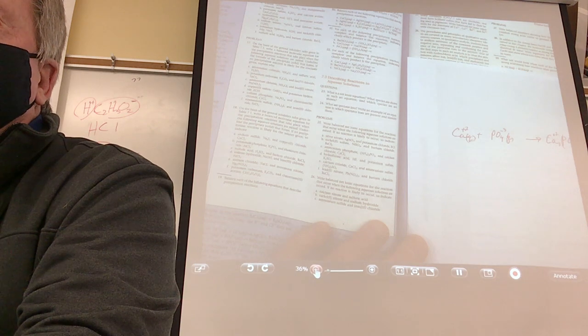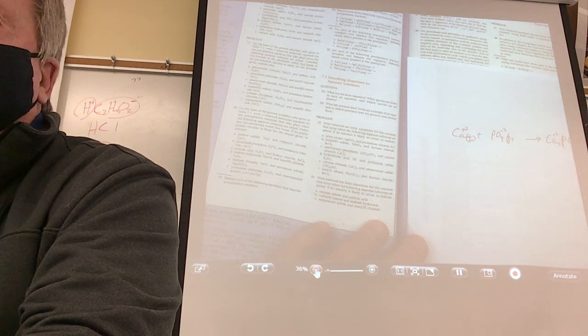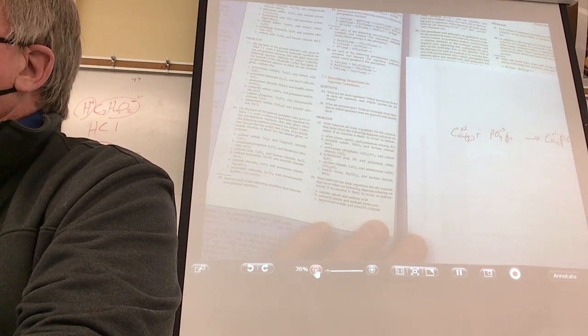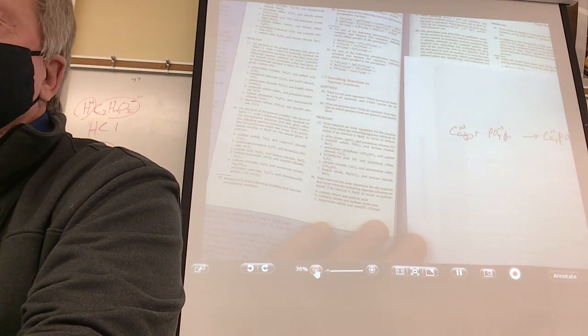Do you need to balance it? Yeah, something wrong, isn't it? This is not a real chemical equation. This is a net ionic equation, right? So I wouldn't use the word balance, but I would say balance, yeah. But take a look at this.